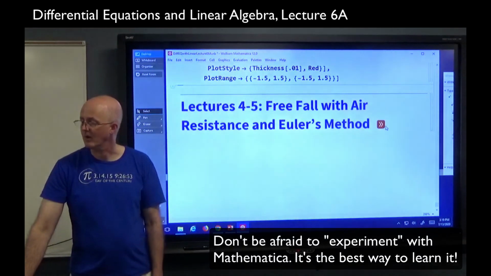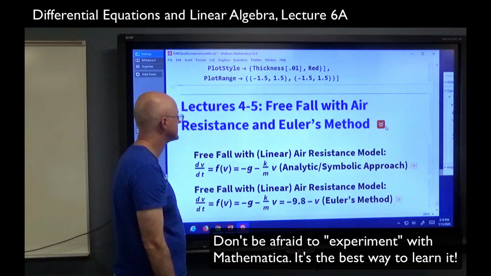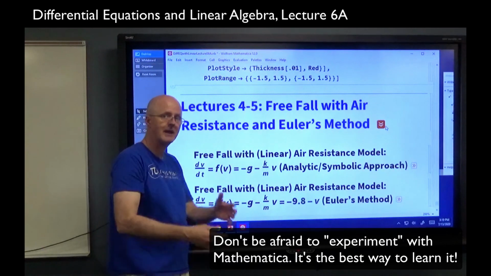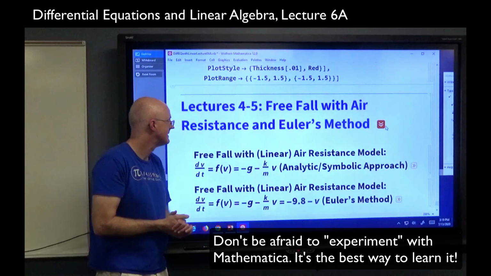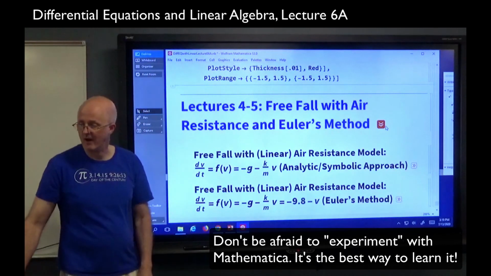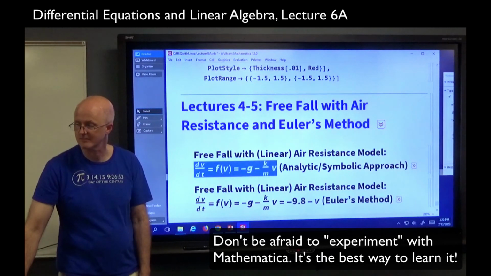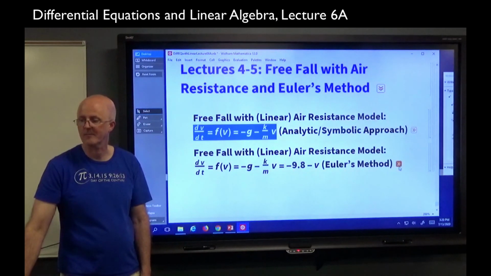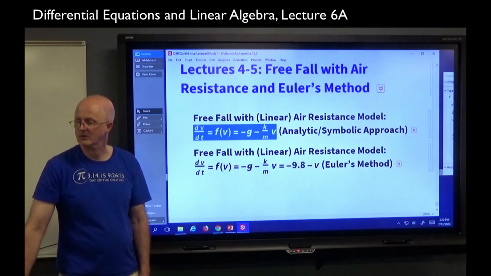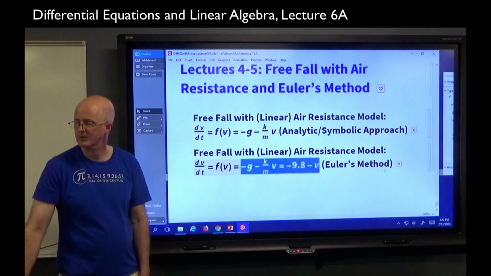All right, one last section. We're going to look at free fall with air resistance and Euler's method. So again, in recent lectures 4 and 5, we talked about both of those things. Free fall with air resistance, where the air resistance is a linear model, happens to be this differential equation. I've got it in these two spots with these two things that are evidently hidden here and here. We're going to take an analytic or symbolic approach in this section, and Euler's method, a numerical approach, in this section here.